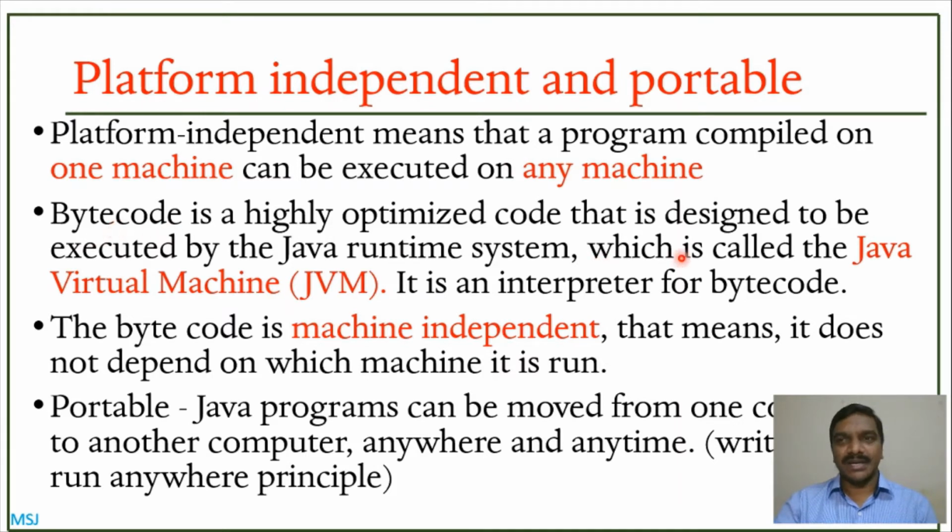Bytecode is designed to be executed by the Java runtime system, which is called JVM. That's what we saw here. The JVM executes the bytecode. It interprets the bytecode. Now the bytecode is machine independent. That means it does not depend on which machine it is going to be run.